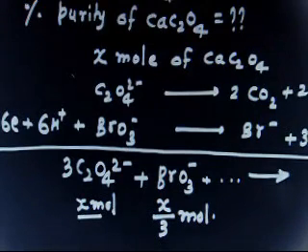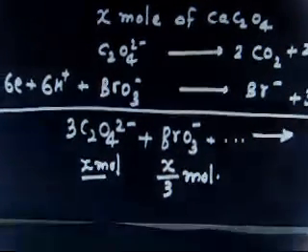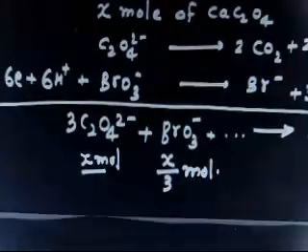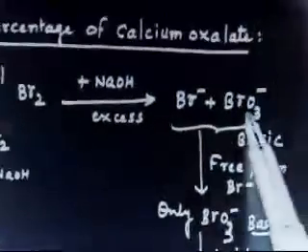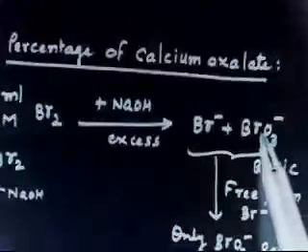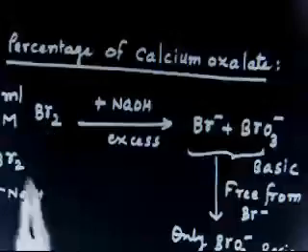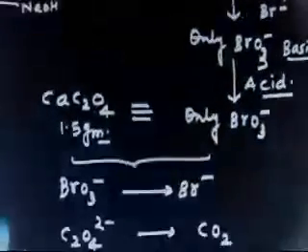Now if I know the mole of BrO3 minus, I can use the next equation. So you see what we have. We now know the mole of BrO3 minus. Now my target is, if I know the mole of BrO3 minus, I can calculate the mole of Br2. So mole of Br2 can be calculated.